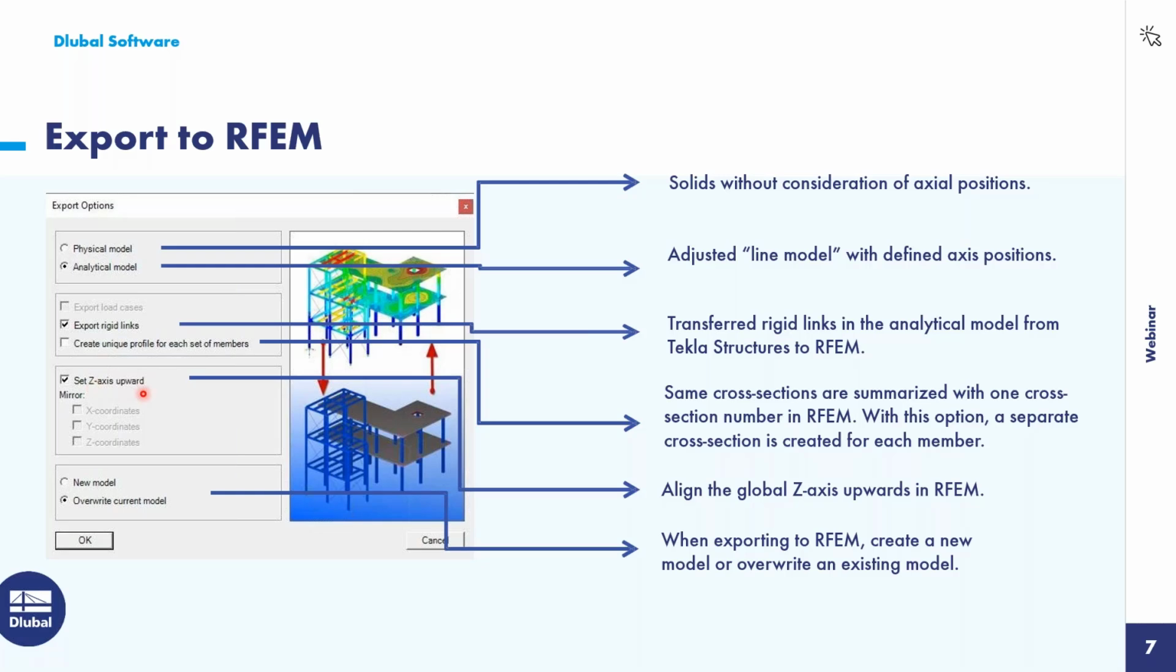Next option is setting the global z-axis. By default, this is set to upward in RFEM, but if you uncheck this, it'll be set to downward. And then lastly, these options if you want to create a new model in RFEM when you export, or you can overwrite the current model that's open in RFEM.